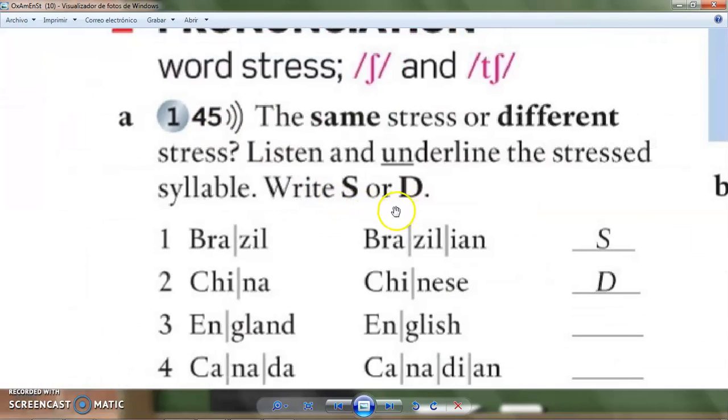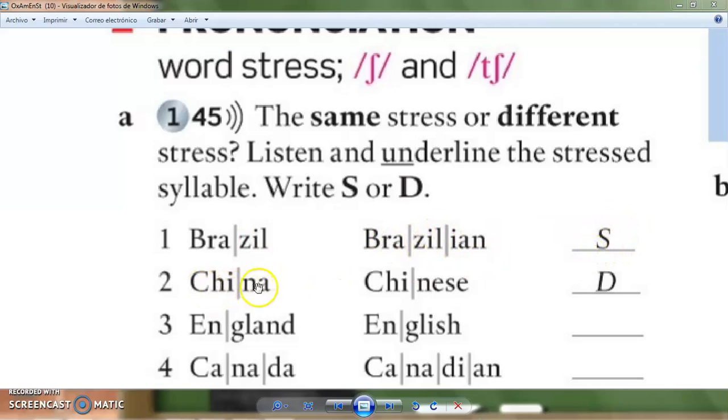We're going to work and try to find if the stress is in the same syllable or in a different one. Same with the letter S, different with the letter D. And here we have two examples. Brazil, Brazilian. If you notice, the second syllable here, zil, is the one that is stressed. Brazil. The other one is Brazilian. Brazilian is the same. That's the reason it has an S.